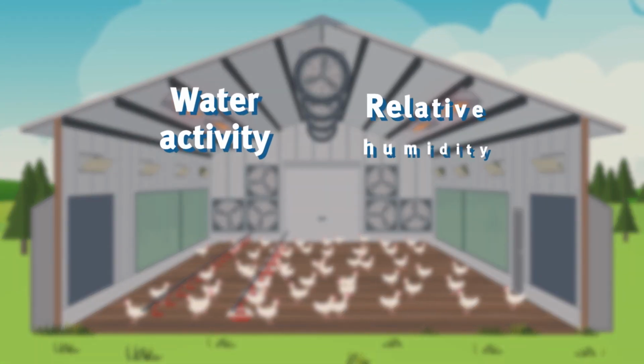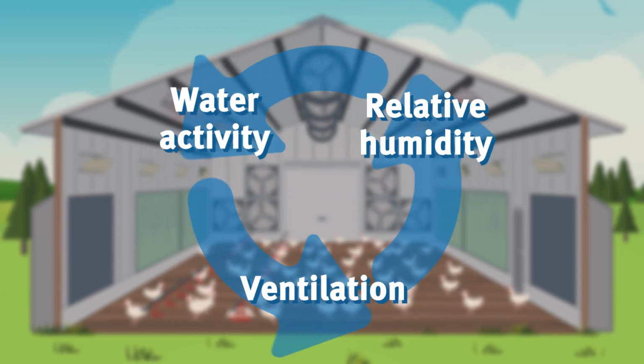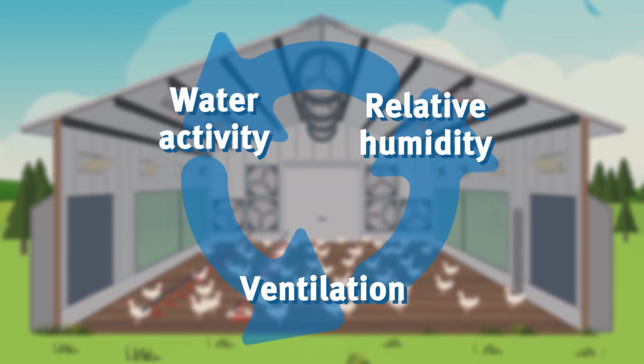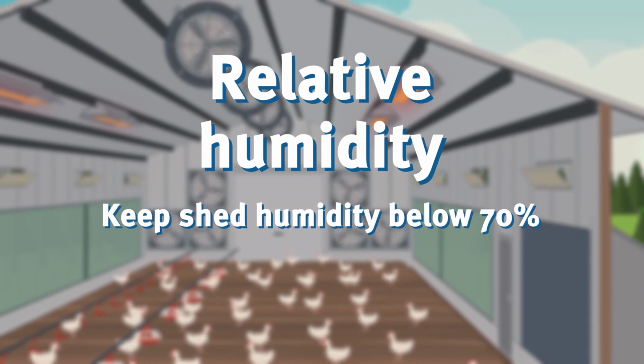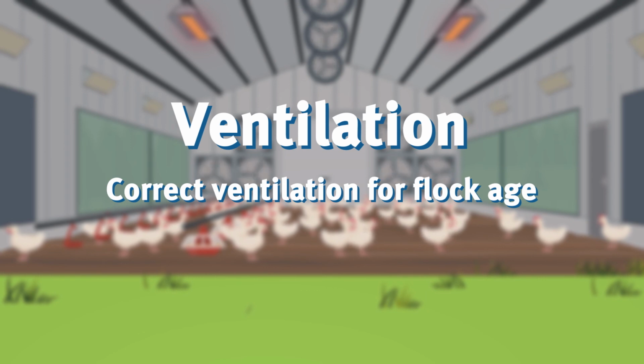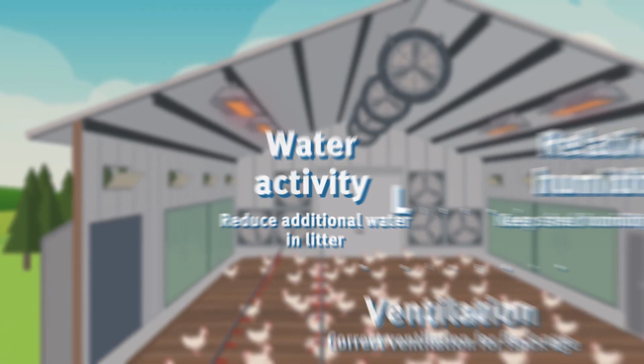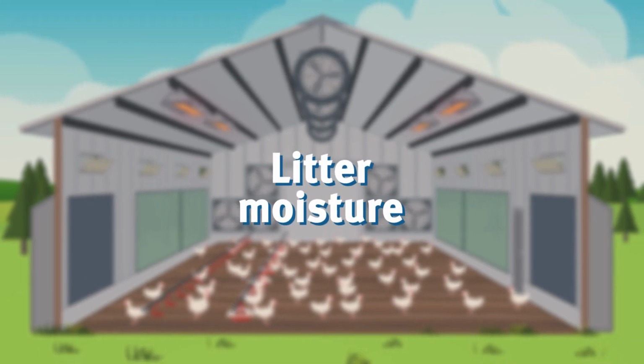Water activity, relative humidity, and ventilation work together to remove water from the litter. Keeping shed relative humidity below 60 to 70%, ensuring there is the correct amount of ventilation for flock age, and avoiding any extra water being added to the litter are the best ways to manage litter moisture.